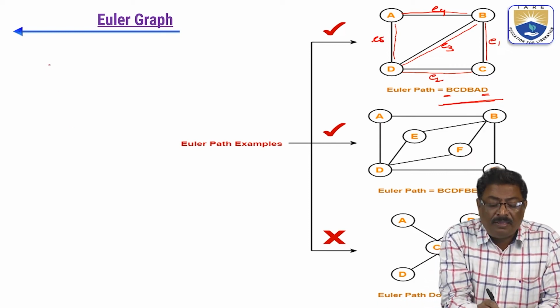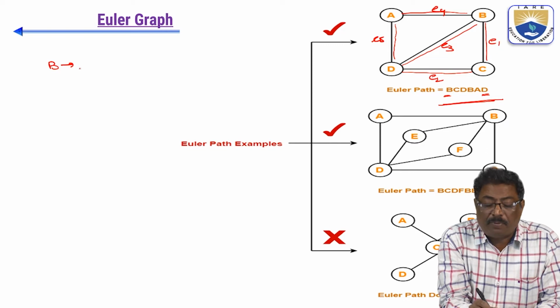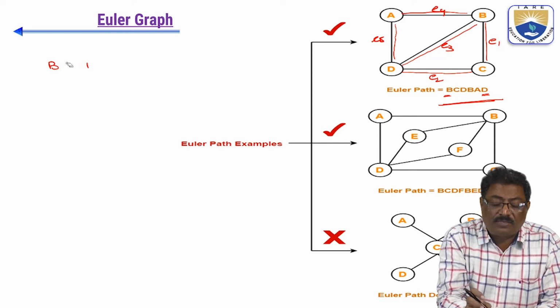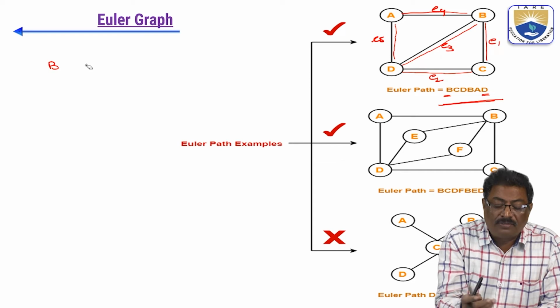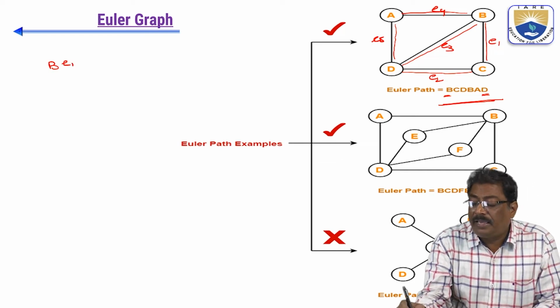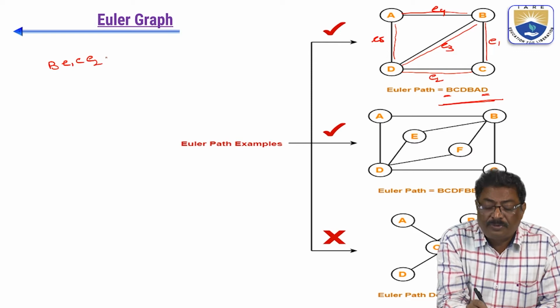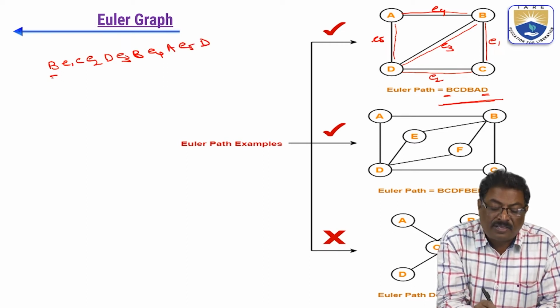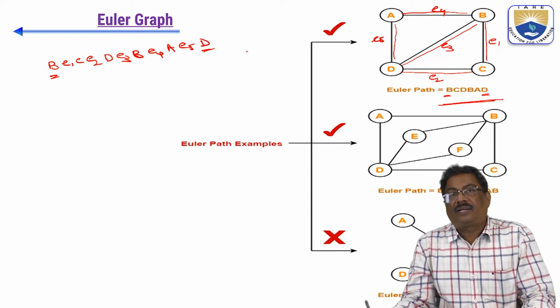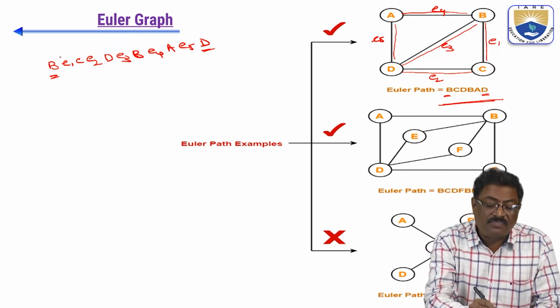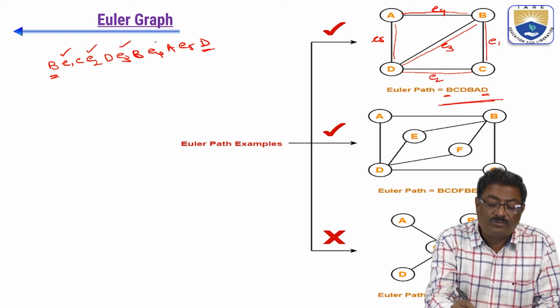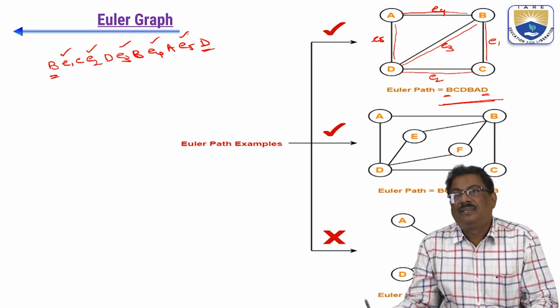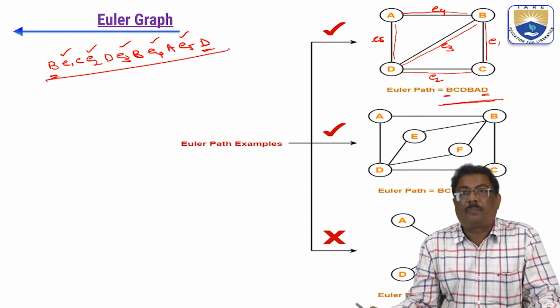Then the open walk is, let us say, B, E1, C, E2, D, E3, B, E4, and A, E5, D. So here the beginning and ending vertex are different and it has covered all the edges. So we can say that this graph has an Euler's path, and the path is this one.